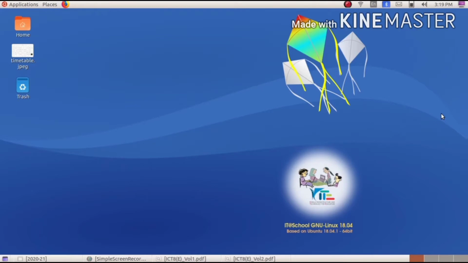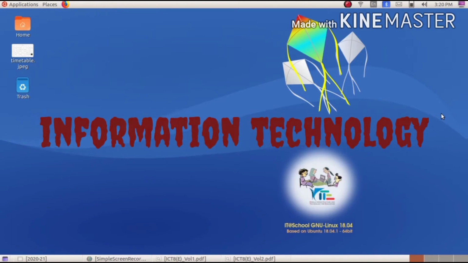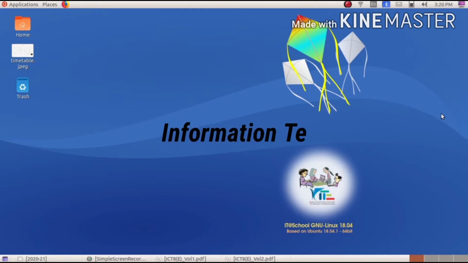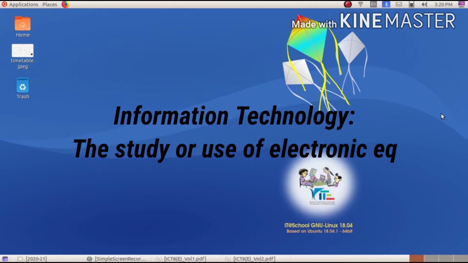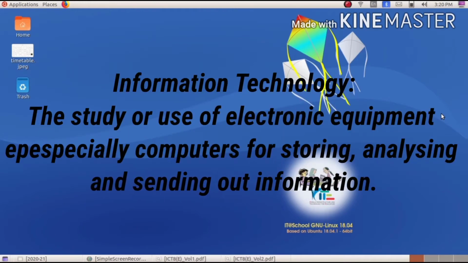The word we use more is information technology, isn't it? What is information technology? It is a wide area. Information technology means the study or use of electronic equipment, especially computers, for storing, analyzing and sending out information.